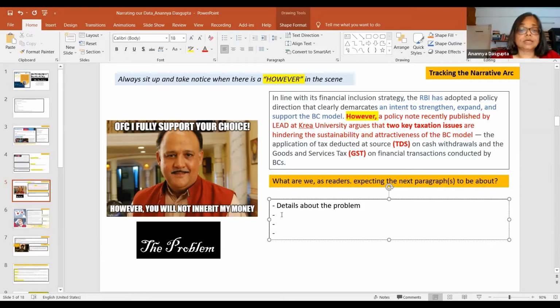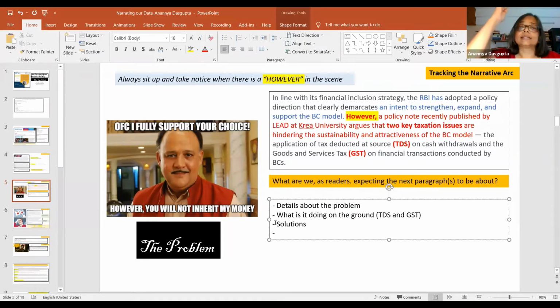And also, what else? What the taxation does to BCs on the ground. Yeah, so I think I'll put, what is it doing on the ground, right? So this is both TDS and GST that have been identified as the two problems, right? So explain what the problem is, why that is a problem, and possibly tell us a solution.